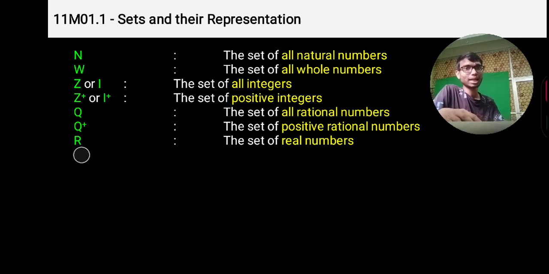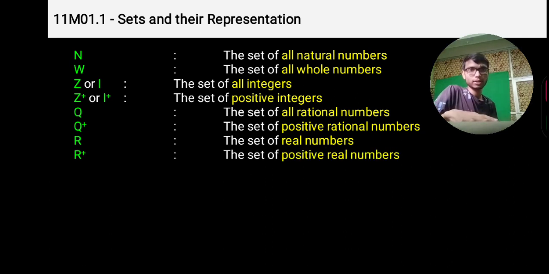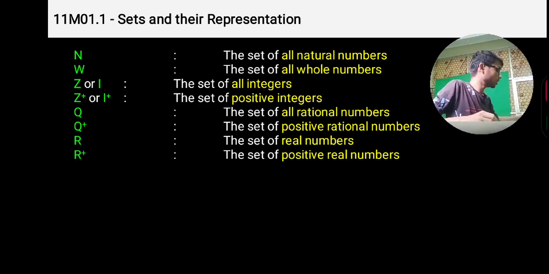So here R is for real numbers. The set of all real numbers is R. R plus is the set of all positive real numbers.